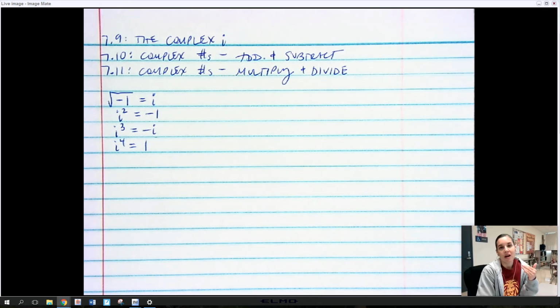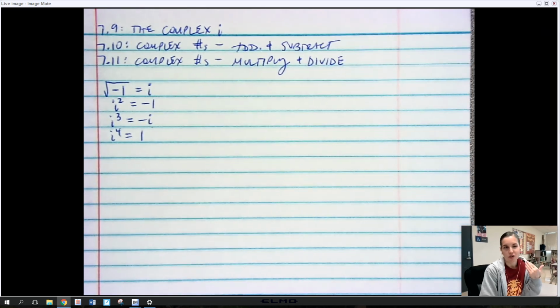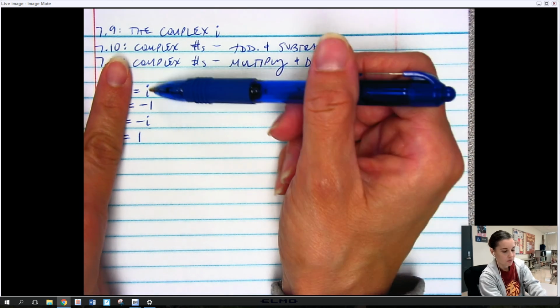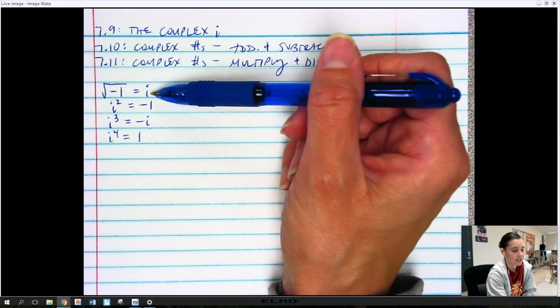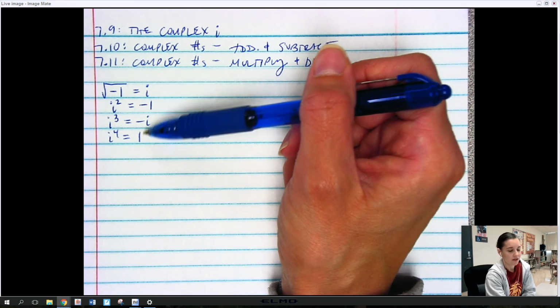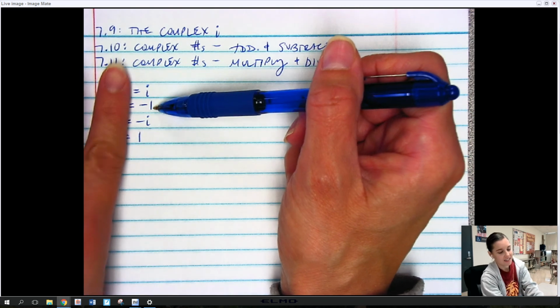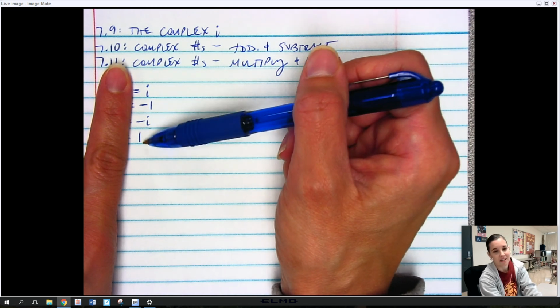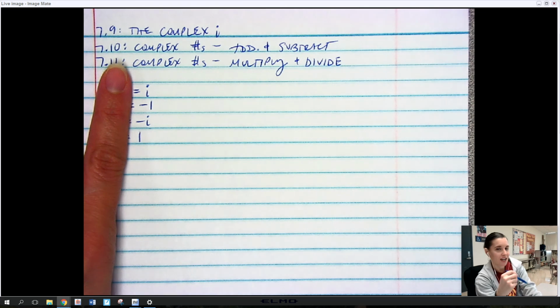And then what you'll find about i's if you have to go much further in your math career with them, is that they cycle in 4s. So this is i to the first, i to the second, i to the third, i to the fourth, i to the fifth, i to the sixth, i to the seventh, i to the eighth, i to the ninth, i to the 10th, i to the 11th, i to the 12th, so forth and so on. It just cycles in the 4s.